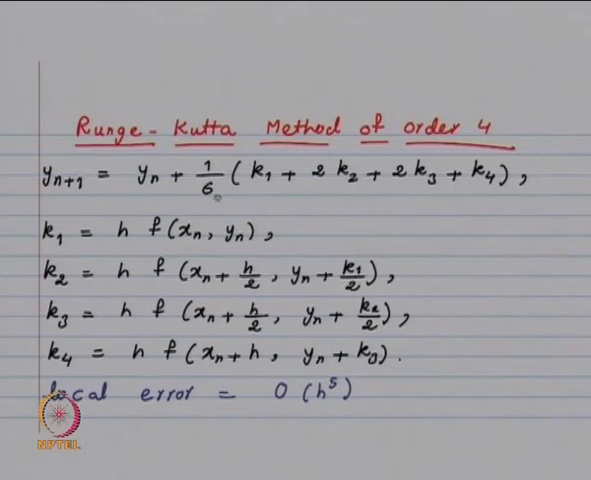order 4. So, that is y_{n+1} is equal to y_n plus 1 by 6 (k1 plus 2 k2 plus 2 k3 plus k4). So, what is k1? K1 as before is h times f of (x_n, y_n). K2 is h times f of (x_n plus h by 2, y_n plus k1 by 2). K3 will be h times f of (x_n plus h by 2 as before, y_n plus k2 divided by 2), and k4 is equal to h times f of (x_n plus h, y_n plus k3). K3 you have found here. It can be proved that the local error is of the order of h raised to 5.